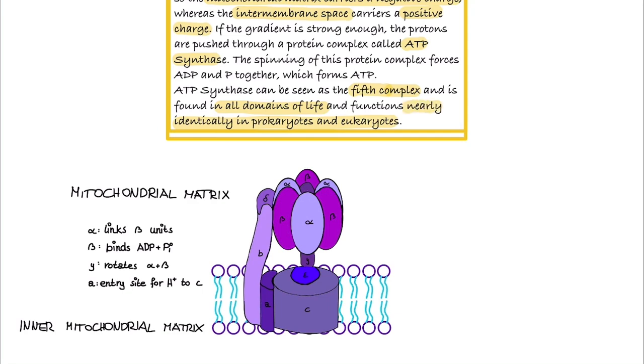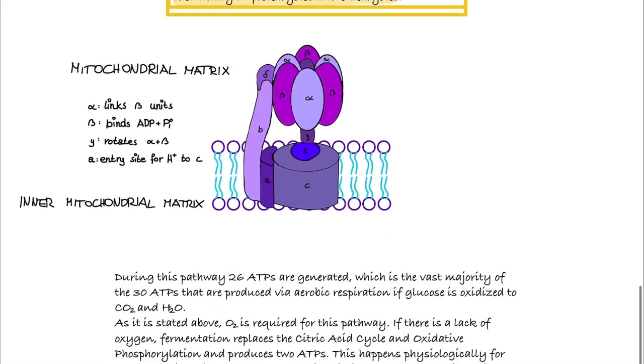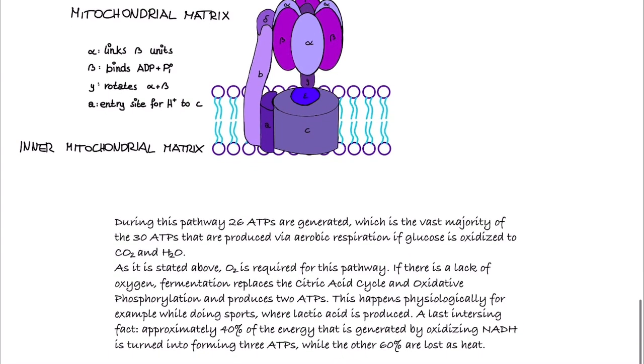During oxidative phosphorylation, 26 ATPs are generated. And in general, via aerobic respiration, 30 ATPs are generated. So that's really the vast majority of all the ATPs. And as I mentioned before, oxygen is required for this reaction.